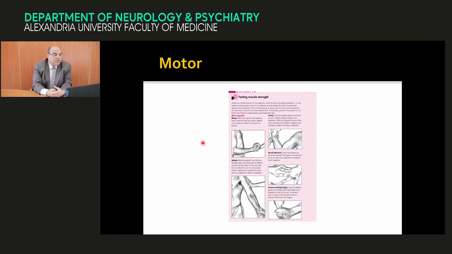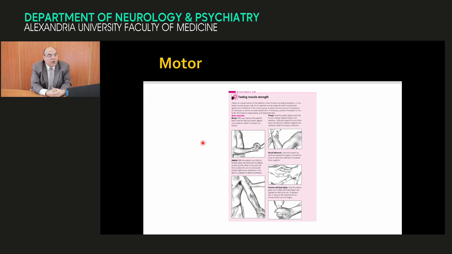So for motor function, we see weakness which is symmetrical and bilateral, usually affecting the lower limbs, then the upper limbs. Usually the lower limbs are affected early and more severely compared to the upper limbs. Why? Because the fibers run a longer course. So the weakness is symmetrical bilateral, distal more than proximal. As a result, there may be foot drop, wrist drop, and high steppage gait.